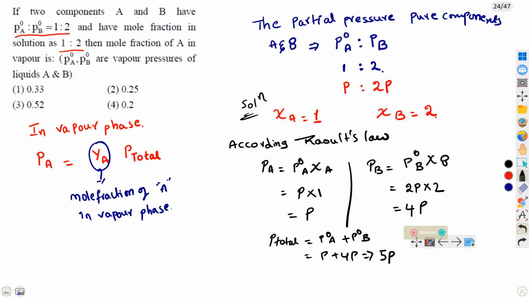Now substitute Ya is equal to PA value in vapor phase, P, by P total value 5P. P and P cancel, 1 by 5. 1 by 5 value is 0.2. Fourth option correct.